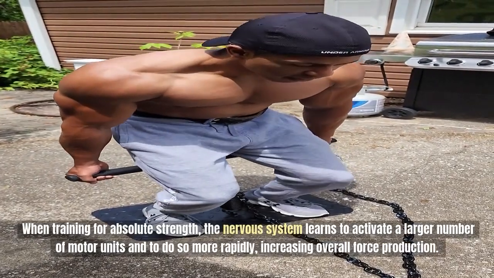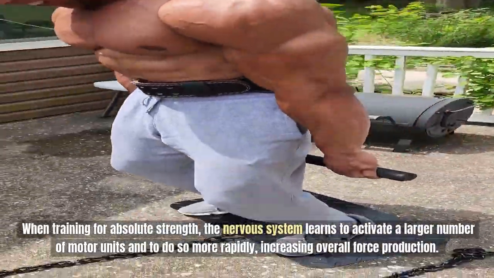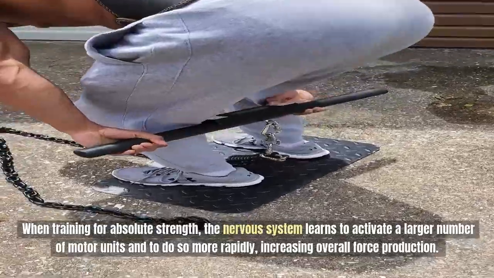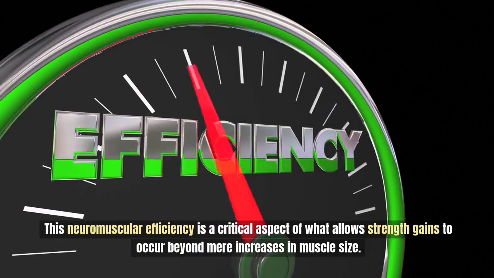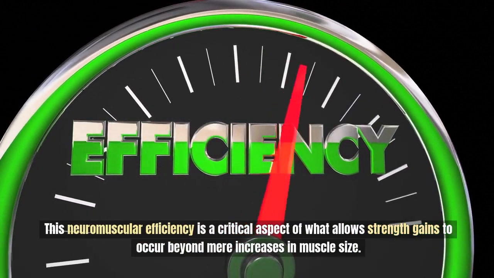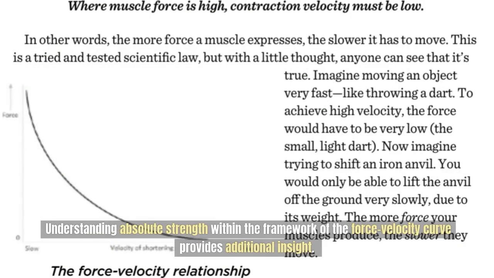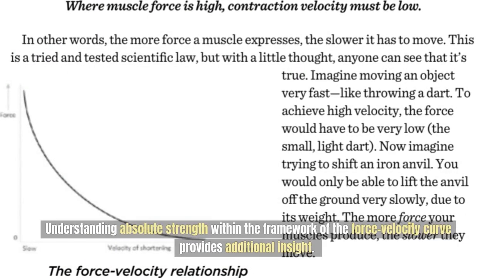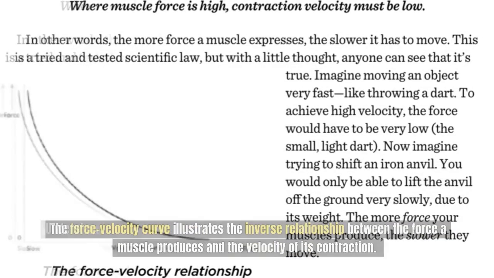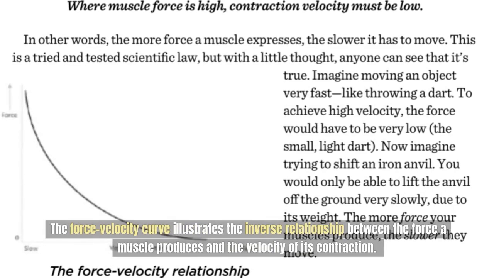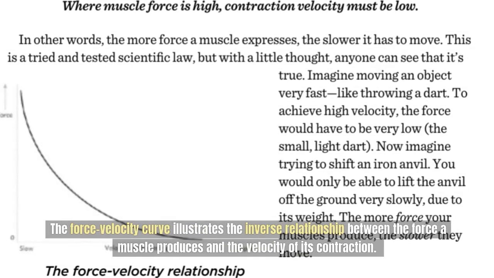When training for absolute strength, the nervous system learns to activate a larger number of motor units and to do so more rapidly, increasing overall force production. This neuromuscular efficiency is a critical aspect of what allows strength gains to occur beyond mere increases in muscle size. Understanding absolute strength within the framework of the force velocity curve that we often talk about on this channel provides additional insight here. The force velocity curve illustrates the inverse relationship between the force a muscle produces and the velocity of its contraction.